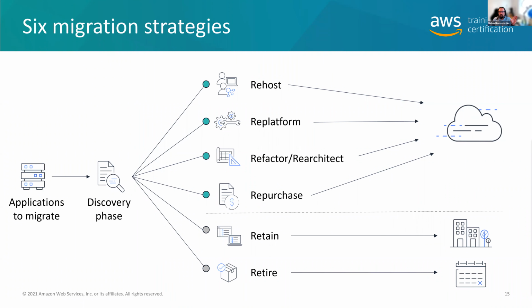So just to be clear, rehost is just lift and shift. Replatform is lift, tinker, and shift. Refactor is like mess with it, redesign the whole thing, and then re-implement it. So that's a huge change. Repurchase is going from an old service vendor, like a traditional license, to a SaaS model. And then retain and retire are not migration strategies. They're just retirement strategies.